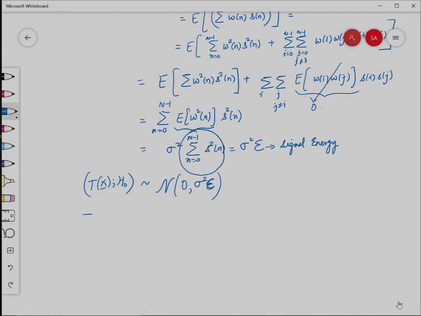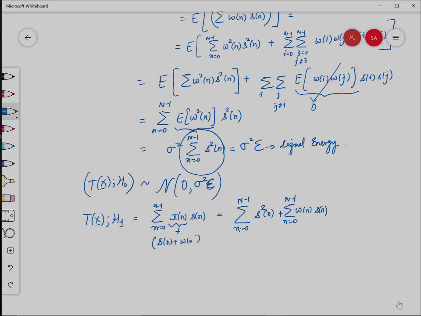All right. Now let's do a similar exercise for the test statistic under the alternate hypothesis. So Tx under H1 is given as the summation again of xn Sn, n goes from 0 to capital N minus 1. This is equal to the summation of S square n plus Wn Sn, n goes from 0 to capital N minus 1. So I have replaced xn by Sn plus Wn. Okay, so this is what we get.